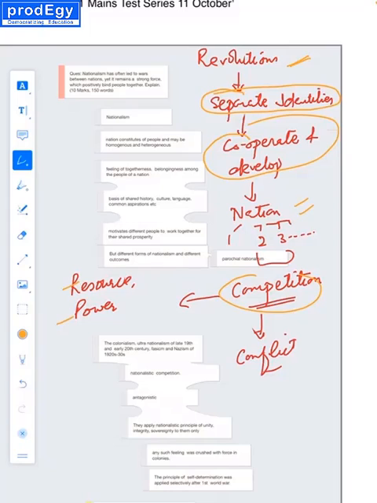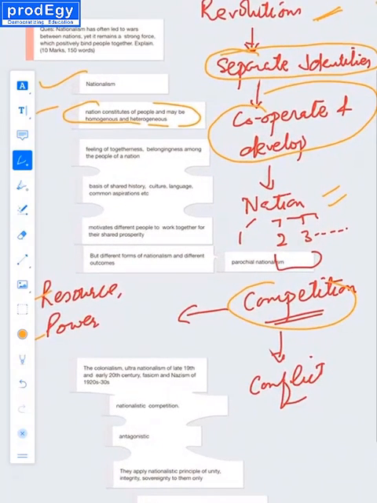All these were the basic reasons for these wars. So in this question, what is nationalism and what is a nation? A nation constitutes of people, and they may be homogeneous and heterogeneous, but they must have a feeling of togetherness and belongingness among the people of a nation. Unless and until this feeling of togetherness and belongingness is there, you cannot constitute a nation.